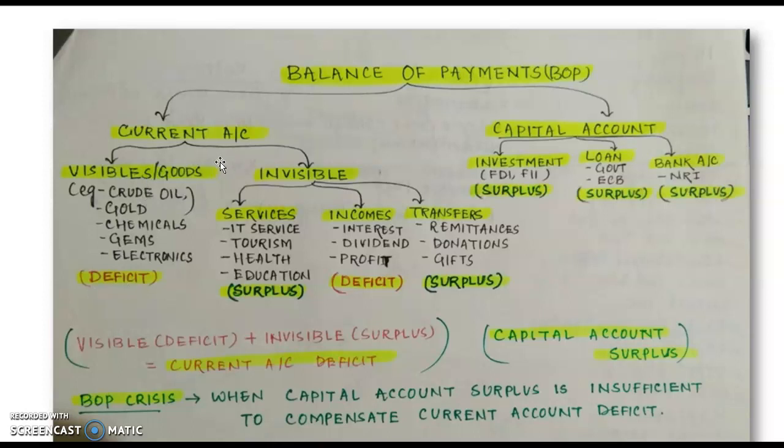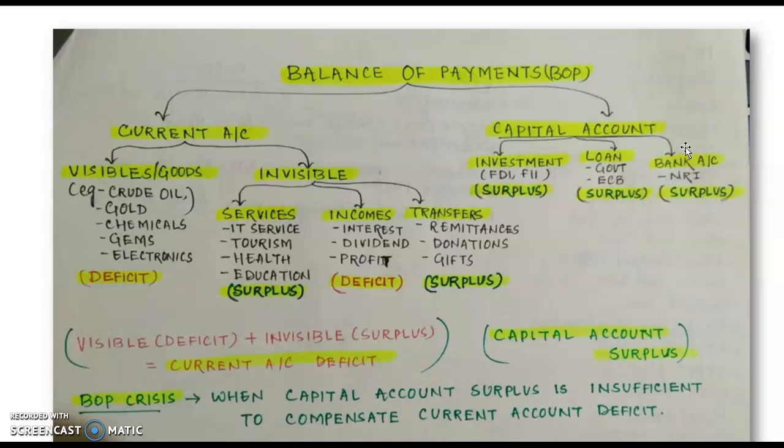But when we combine these two to get the current account, in general we have a deficit, because the surplus in the invisible part is insufficient to compensate for the deficit in the visible part, right? So we call it current account deficit or CAD, right?